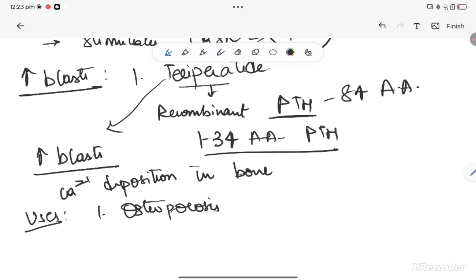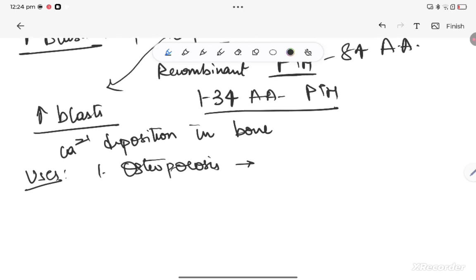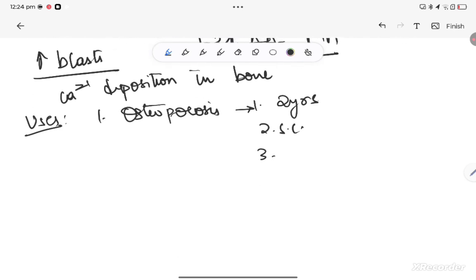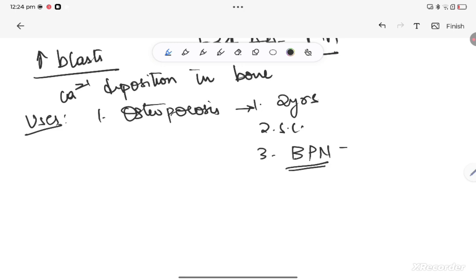Now, one thing we have to add here is teriparatide is advised to be taken only for a duration of 2 years. It is given parenterally and subcutaneously. Even though teriparatide is given, bisphosphonates must also be used. So teriparatide is given only under the cover of bisphosphonates. Clear? Now let us talk about the last drug, that is strontium.